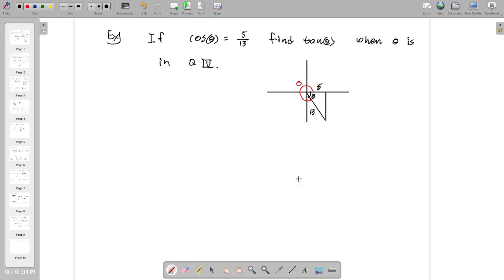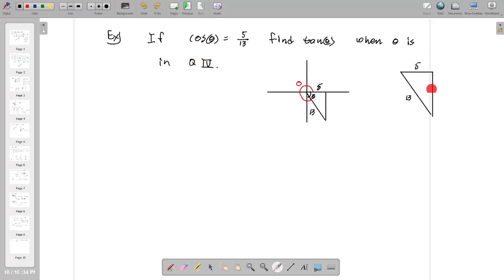That's why I draw my triangles upside down in this case. So if I were to draw a triangle, instead of drawing a unit circle, I would draw it like this, where I know my x value is 5, my hypotenuse is 13, and I know my y value is negative because I've indicated it by drawing my triangle upside down. I know that because we're in quadrant 4. How do we find this third side?